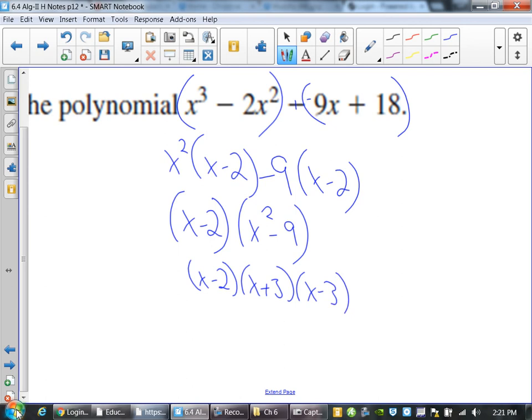What changes if it said equals 0? What are your zeros? 3 and negative 3, yep, 2 and plus or minus 3. Good. All right. What are your tails doing? Down, up. Okay. Let's try another one.